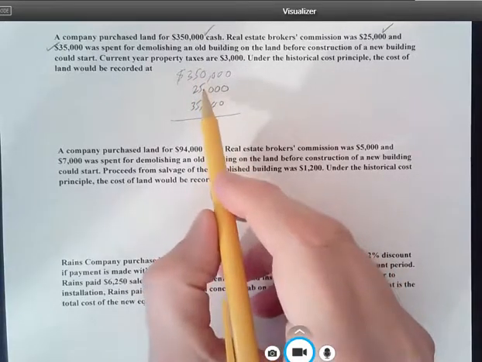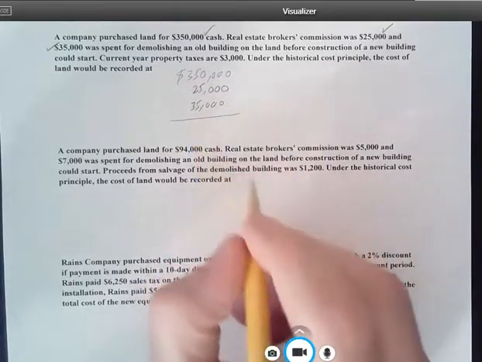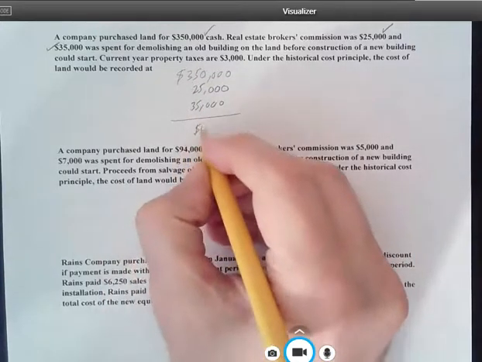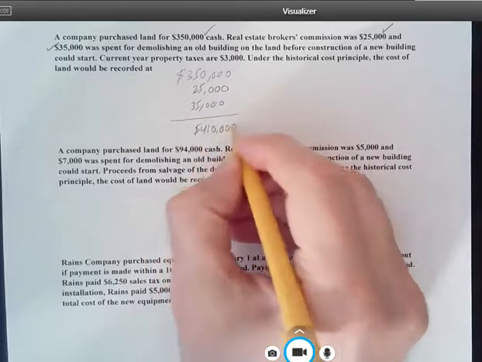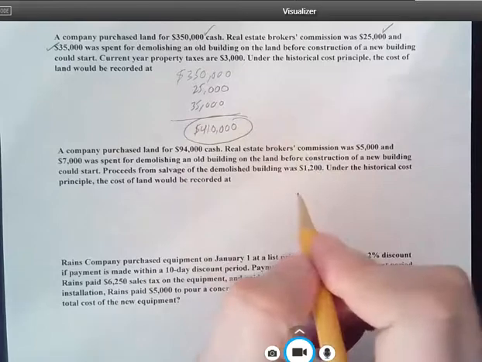We got $350,000 plus $25,000 is $375,000 plus another $35,000. Looks like our final answer is $410,000 for the land. Okay.